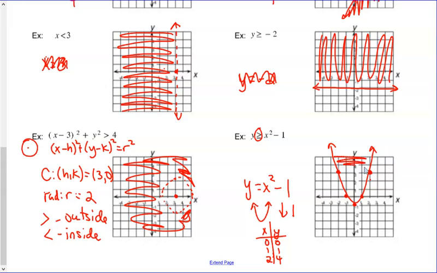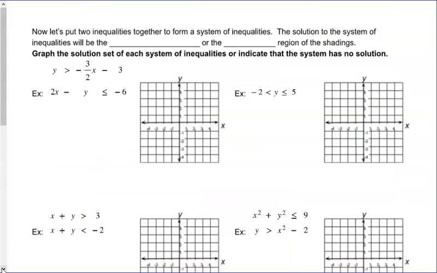So you could always check some points. If it's greater than, it's going to be above. If it's less than, it's going to be below. And so that would be our inequality solution for that one. Okay? All right, very good.